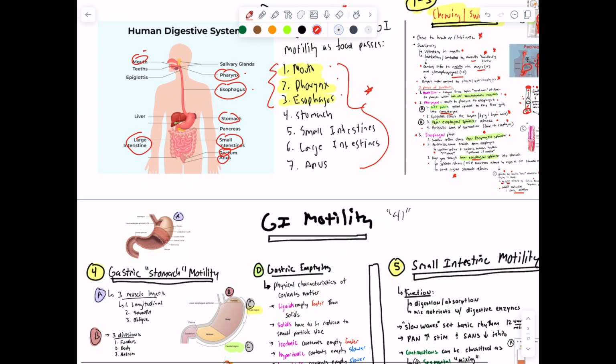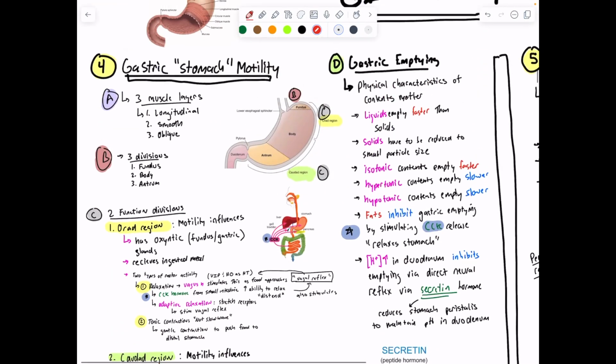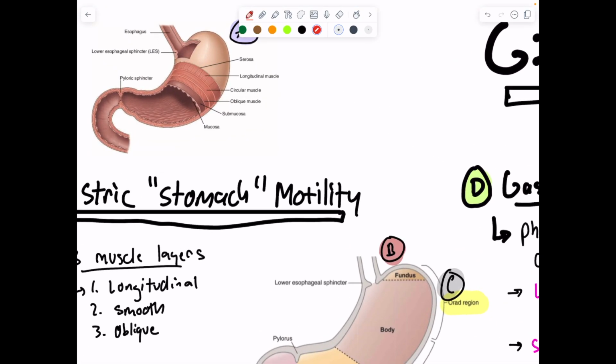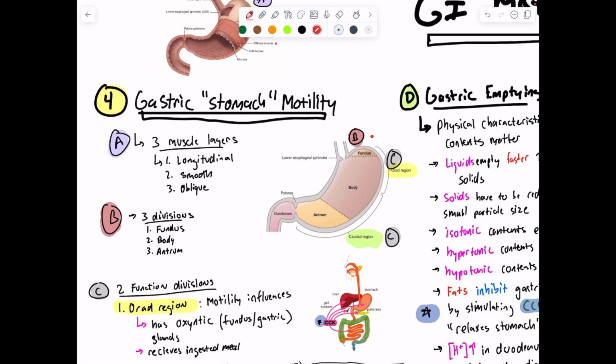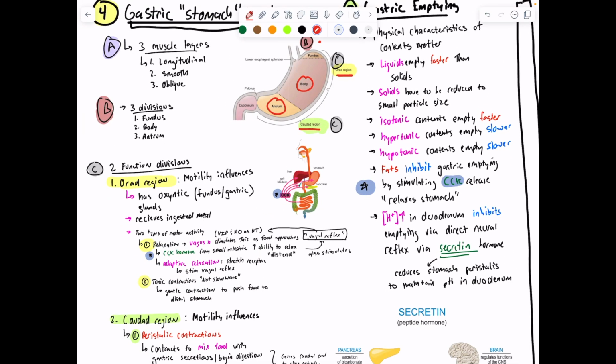All right, so that brings us to the fourth part of motility: gastric stomach motility. So what's affecting this? Before we get into that, we have to quickly talk about the breakdown of the stomach, the gastric region. We have three muscular layers: deepest, the oblique layer, then the circular muscle, and then the longitudinal muscle. We have three main divisions: the fundus, the body, and then the antrum. And we have basically two functional divisions, the ORAD region and the caudad region.